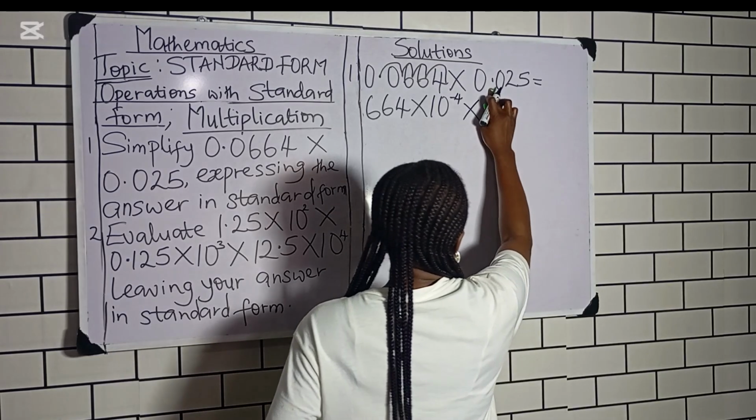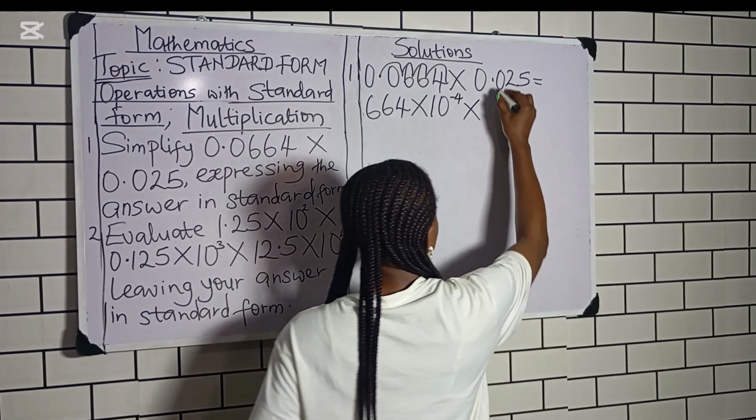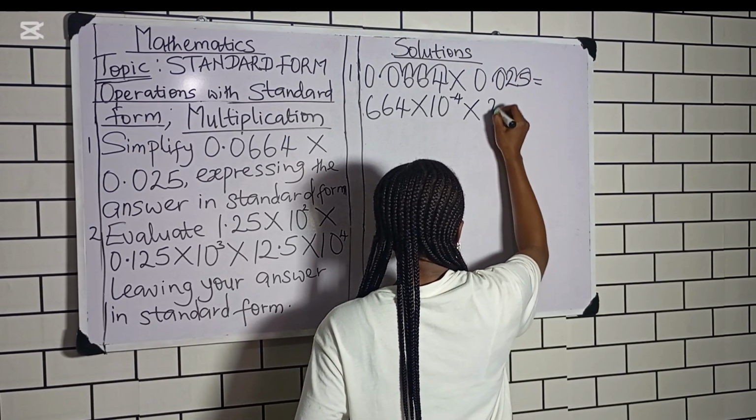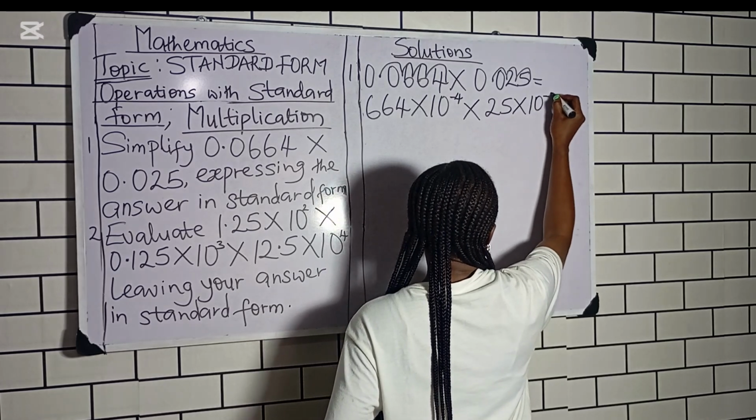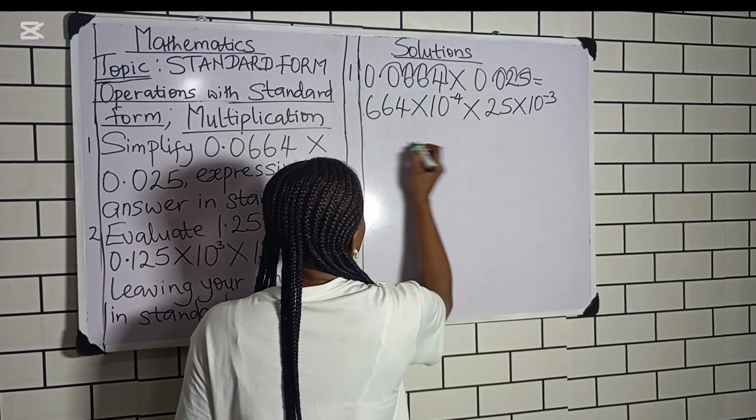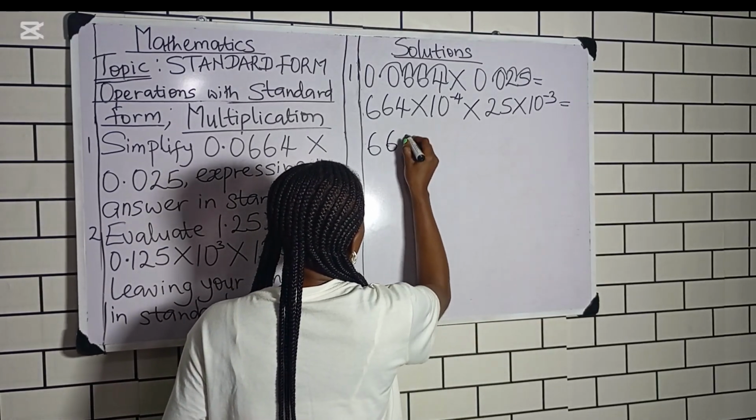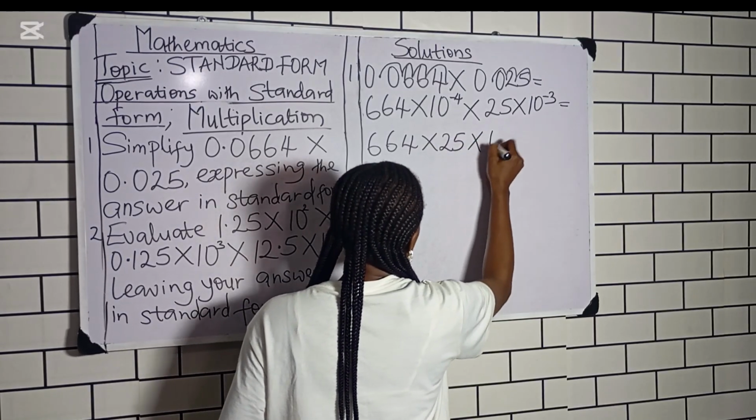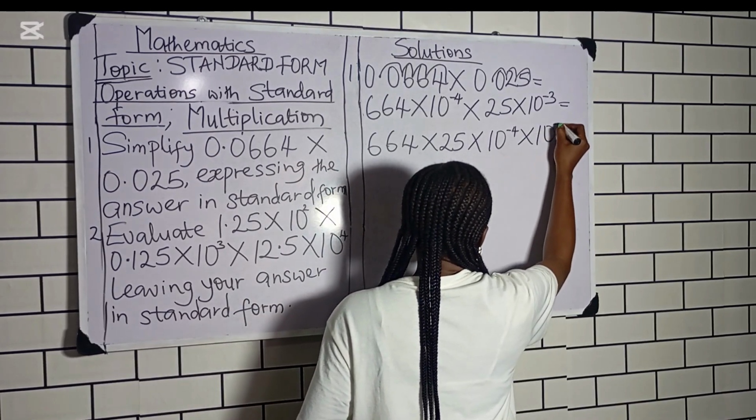Times, here is our decimal point. We're going to carry the decimal point and place it after all the numbers. We count 1, 2, 3. Here we have our 25 times 10 raised to power minus 3. Now this will give us equals to 664 times 25 times 10 raised to power minus 4 times 10 raised to power minus 3.